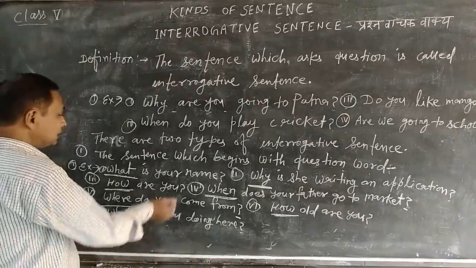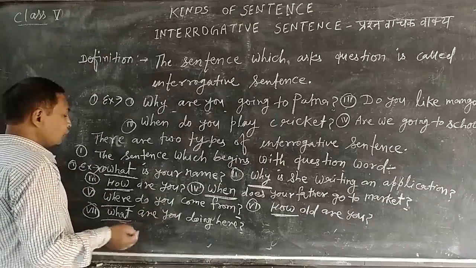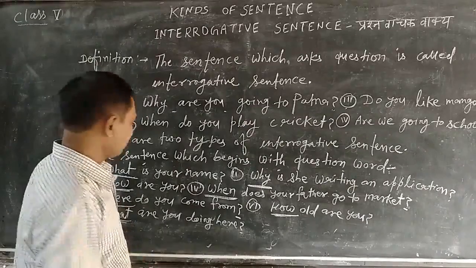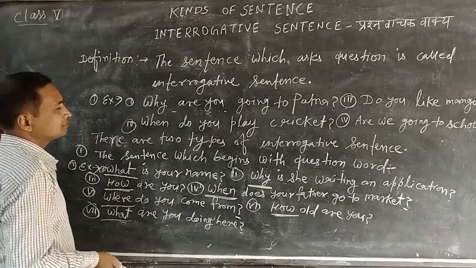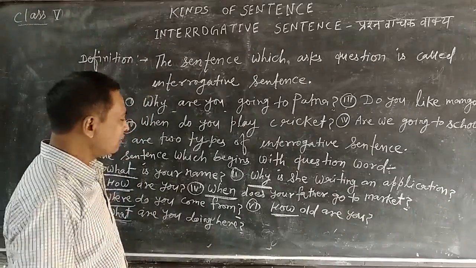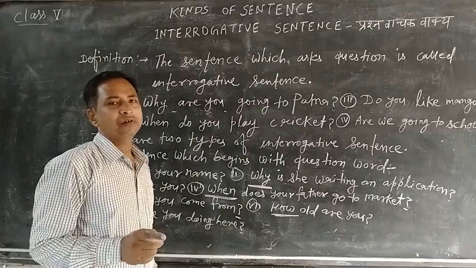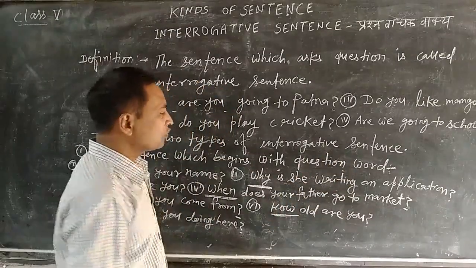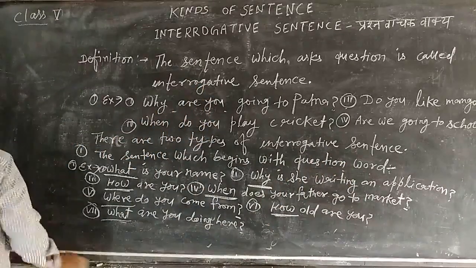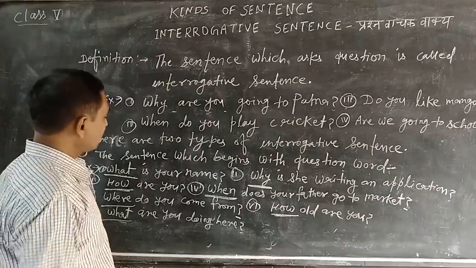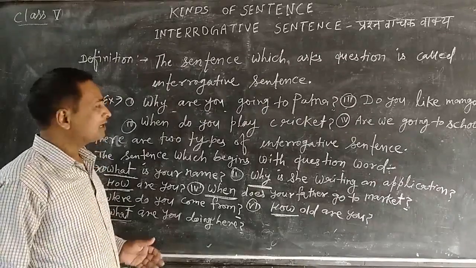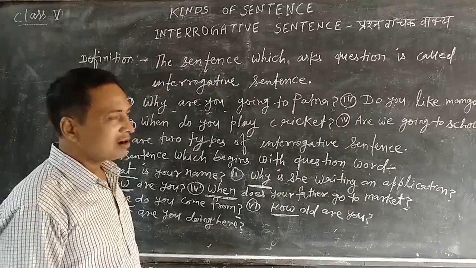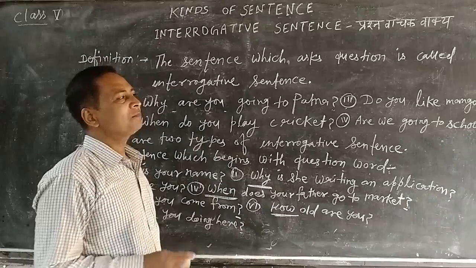In this way, these all sentences begin with a question word and end with question mark. Now, I hope you must have understood about a type of interrogative sentence which begins with question word and ends with question mark. Students, now we shall study about the interrogative sentence which begins with helping verb, which is also called auxiliary verb. The sentence which begins with helping verb.